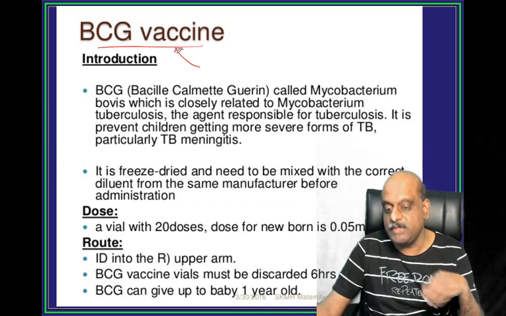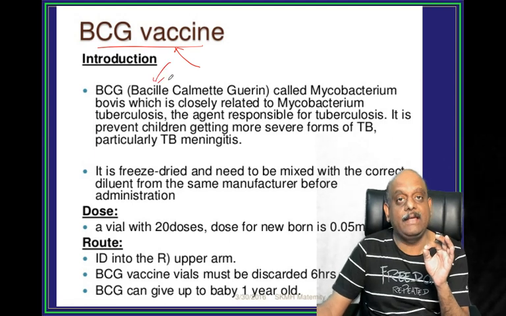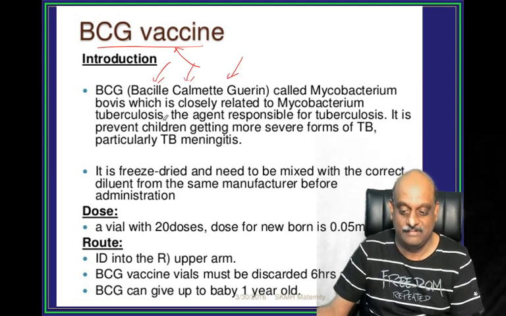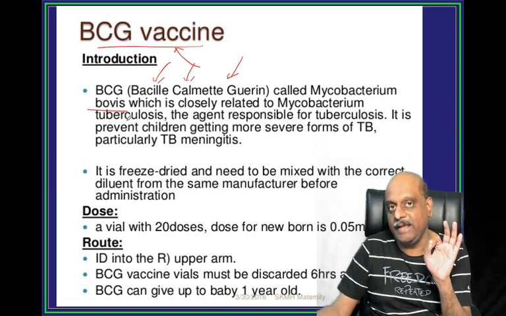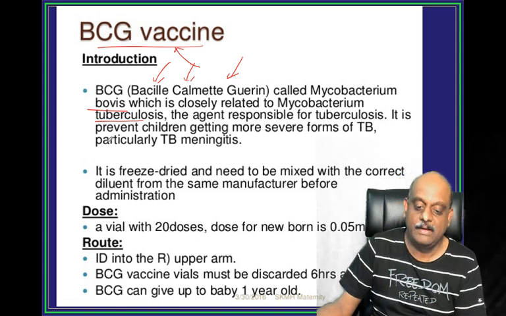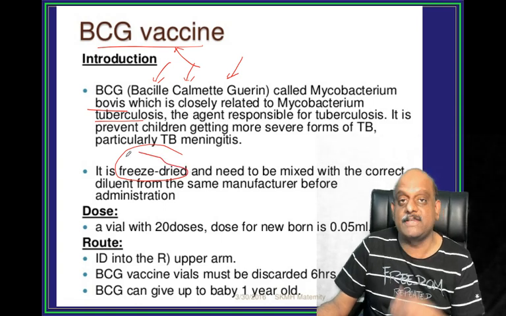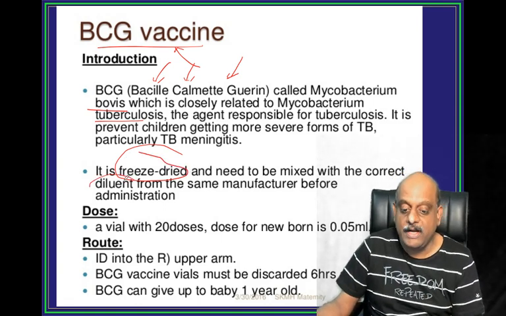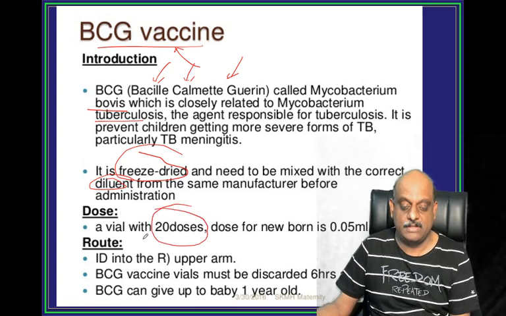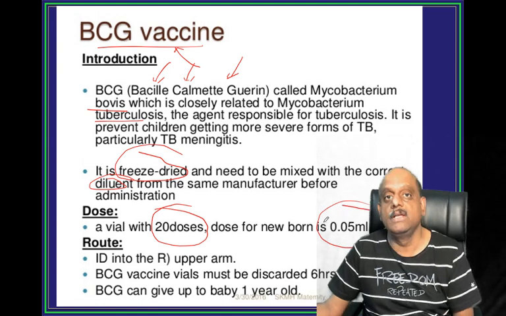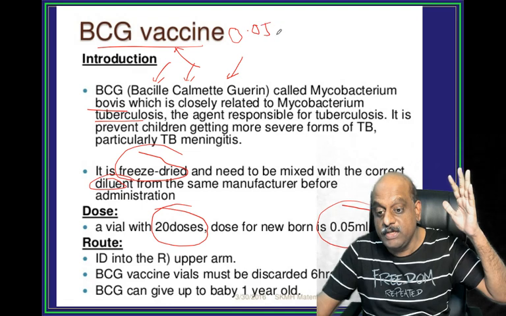Now, let's talk about the BCG vaccine. BCG, Bacillus Calmette-Guérin, called Mycobacterium bovis, is a close cousin of TB. It is a freeze-dried vaccine, and you have to add the diluent; a vial has 20 doses. The dose for the newborn is 0.05 ml. How much? 0.05 ml.